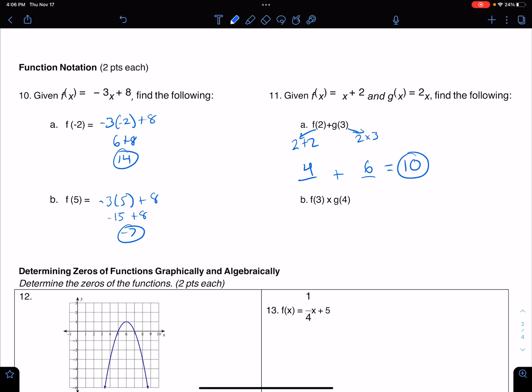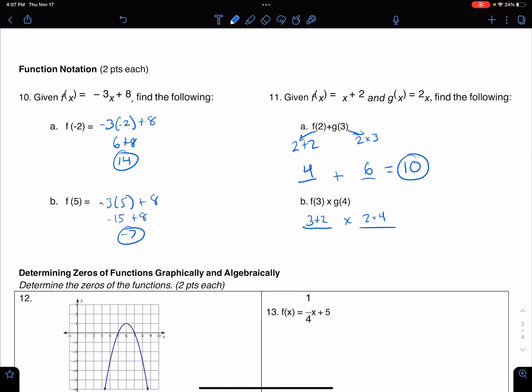Okay, the last one, it says f of 3. So 3 plus 2 times, plug 4 into the g equation, 2 times 4. Okay, so I have 5 times 8, and that's equal to 40, and that's my answer.